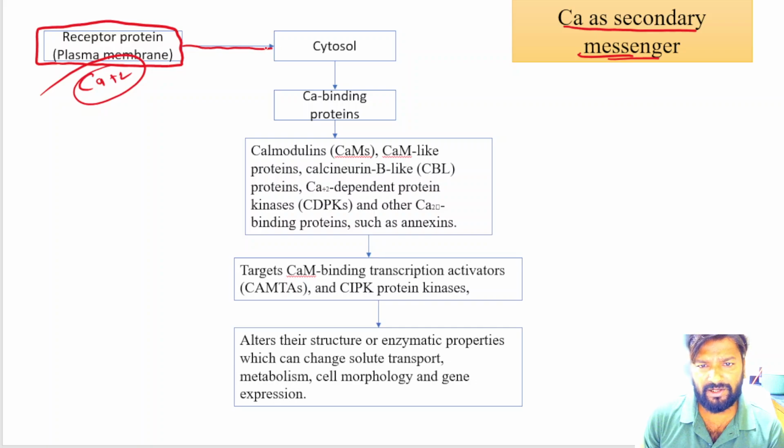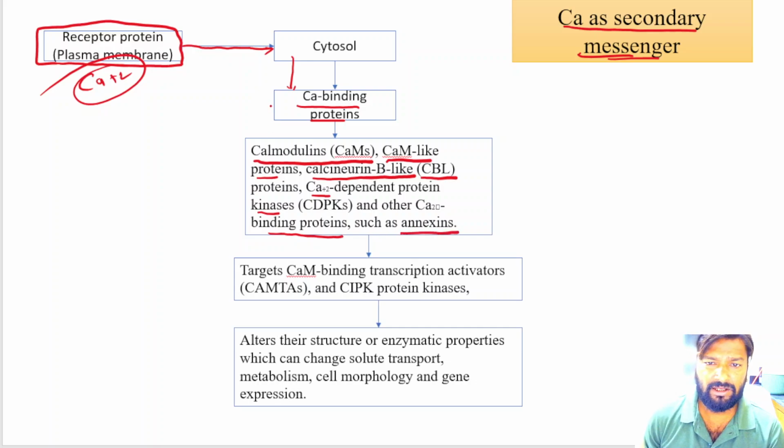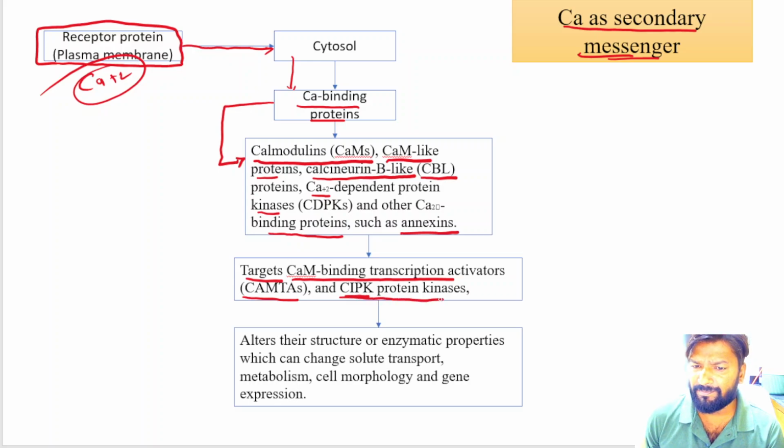वो उसको मूव कराता है आपका साइटोसोल्स में। साइटोसोल्स में क्या होते हैं आपके कैल्शियम बाइंडिंग प्रोटीन, ठीक है। अब कैल्शियम बाइंडिंग प्रोटीन कौन कौन से होते हैं, रिमेंबर करना है, याद करना है हमें। कैल्मोड्यूलिन्स, कैल्मोड्यूलिन लाइक प्रोटीन्स, calcineurin like protein that is known as CBL, then calcium dependent protein kinases and other calcium binding proteins, okay? तो ये आपके क्या होते हैं कैल्शियम बाइंडिंग प्रोटीन साइटोसोल में। तो ये क्या करते हैं आपके, target the calmodulin binding transcription activators like AMTA and the kinases that is CIPK protein kinase.